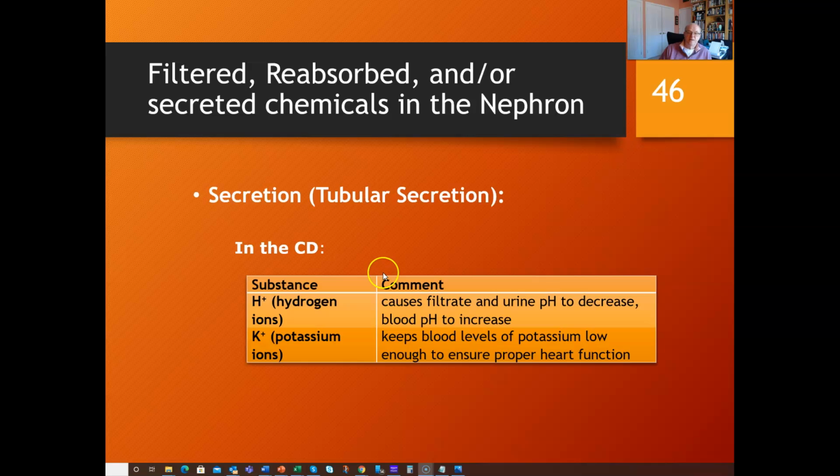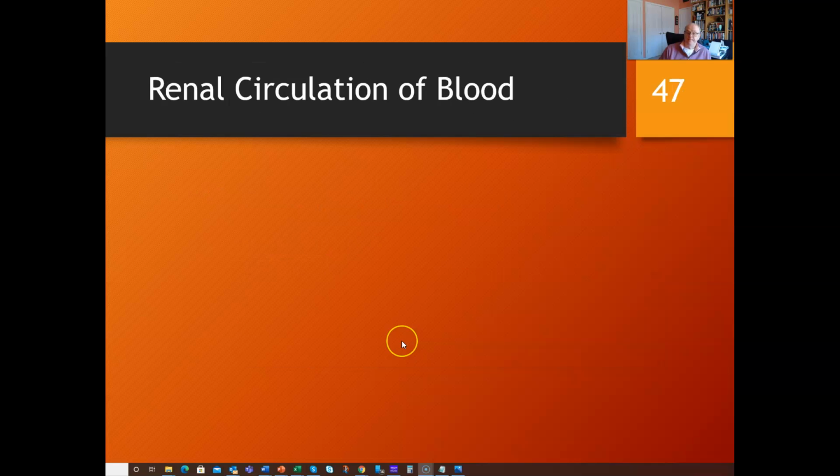In the collecting duct, hydrogen and potassium ions can be secreted. And if you secrete your hydrogen ions, you basically cause filtrate and urine pH to decrease. You make the urine more acidic and the blood less acidic. Now get your head around that one. A decrease in pH means it becomes more acidic. An increase in pH becomes less acidic and more basic. Okay, and some potassium ions to ensure proper heart function. Don't eat more than 1 banana a day.